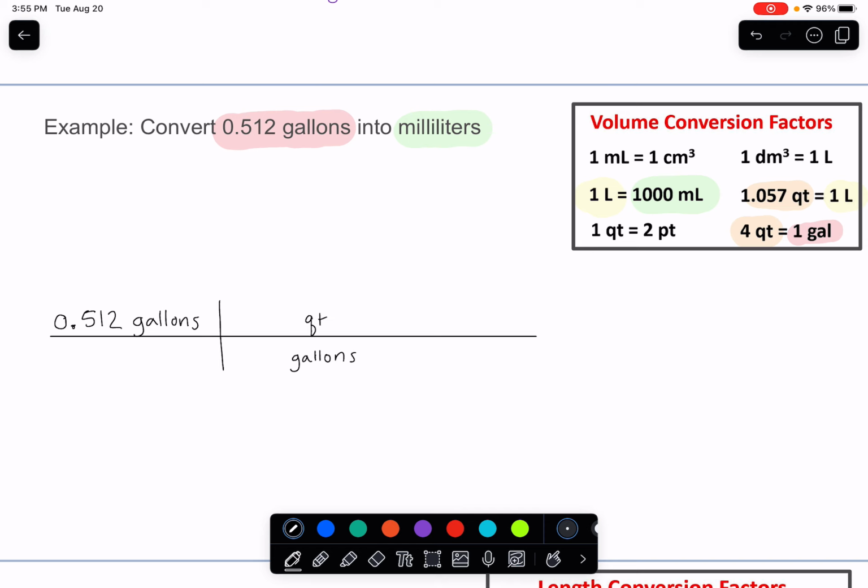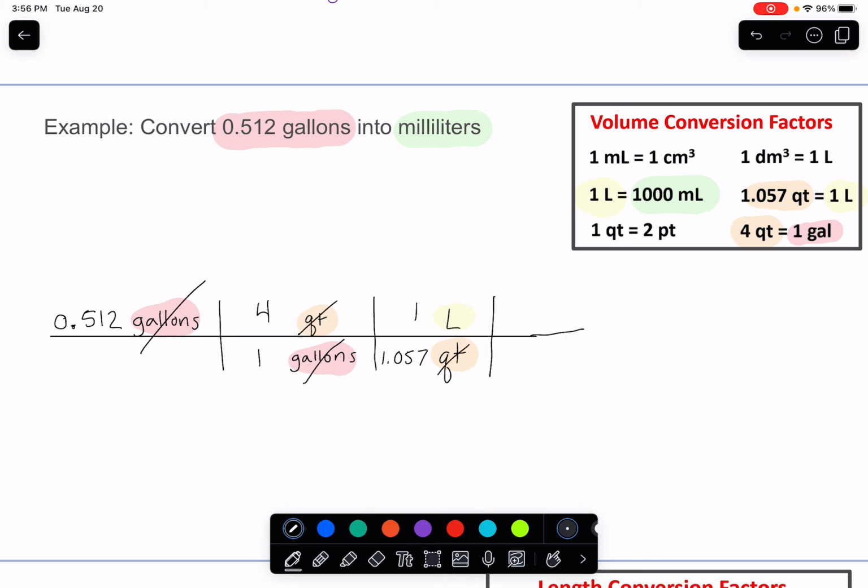And in the box, it says that 1 gallon is 4 quarts. So if I'm looking at my units, I can see gallons is on the top and the bottom, so gallons is going to cancel out. Next, I'm in quarts, so the next step is going to be to change from quarts to liters. And I know from the box that 1 liter is 1.057 quarts. So quarts will cancel out, and that'll leave me in liters.